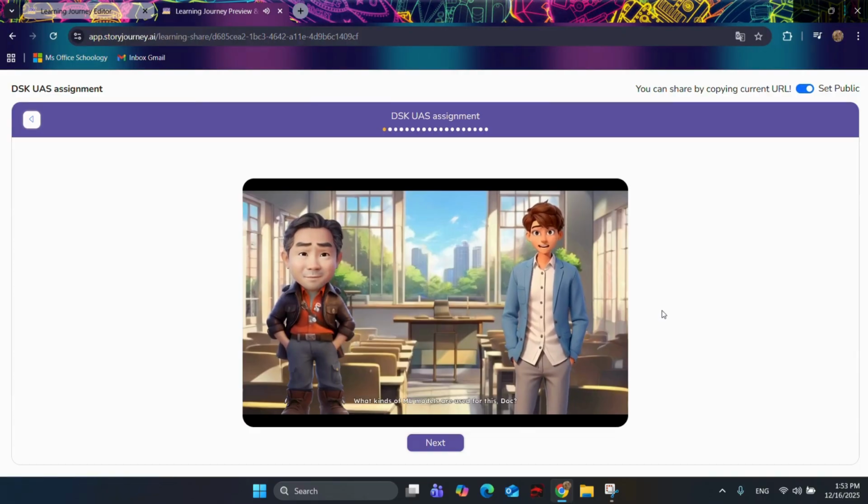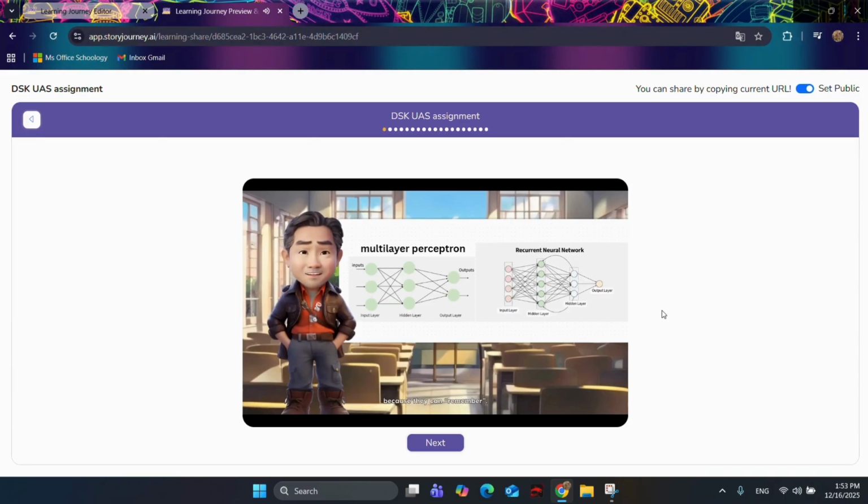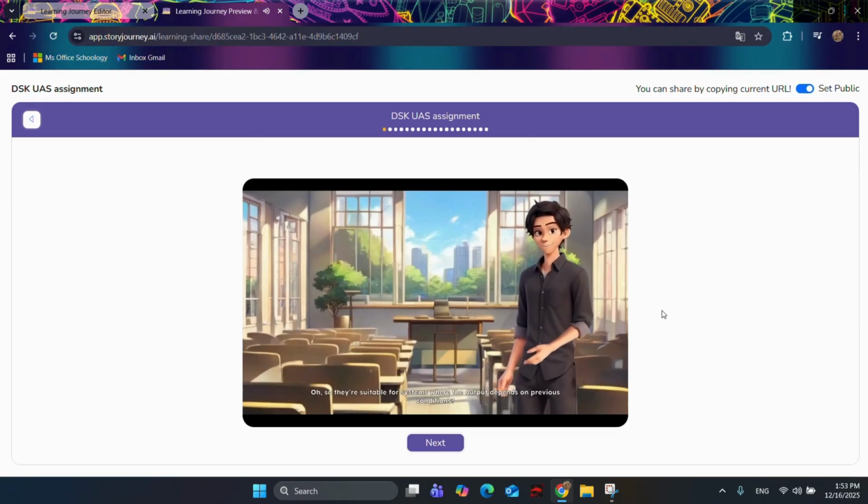What kinds of ML models are used for this, Doc? I'm guessing different models work better depending on how complicated the system is? A basic one is the multilayer perceptron. But if the system has time-dependent behavior, models like recurrent neural networks work better, because they can remember. RNN works well for any process where the current output depends on the past, like temperature control. Oh, so they're suitable for systems where the output depends on previous conditions. Like if a system is slow to respond, the model needs to know what happened right before, right?